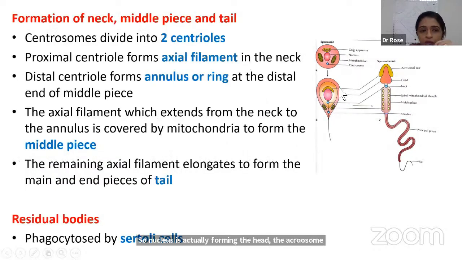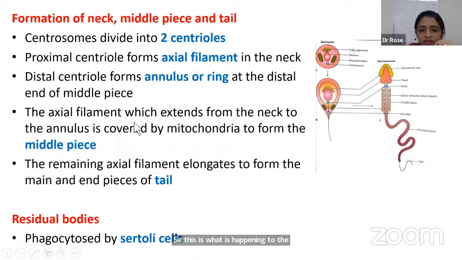Now, what about the remaining structures? You can see the centrosome here. It divides into 2 centrioles. The proximal centriole forms the axial filament in the neck, and the distal centriole forms the annulus or ring at the distal end of the middle piece. So this is what happens to the centrosome.